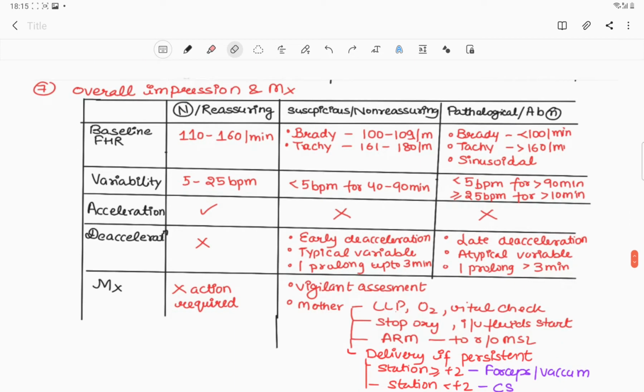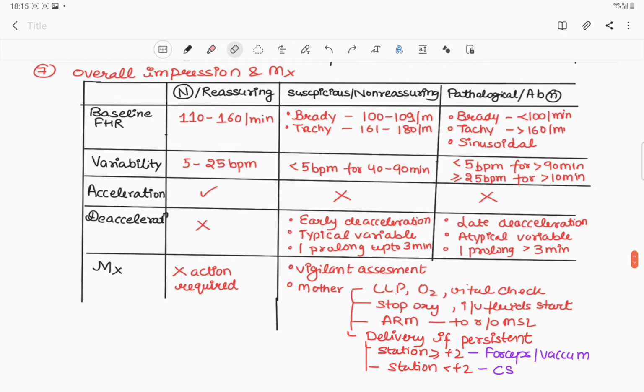And the last letter, O, is for overall impression and management. A normal or reassuring CTG is said when the baseline fetal heart rate lies between 110 to 160 beats per minute, variability is 5 to 25 beats per minute, and there are accelerations present with no deceleration. These are normal, so no action is required.